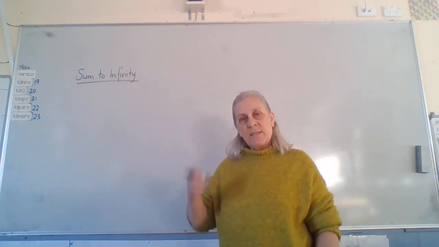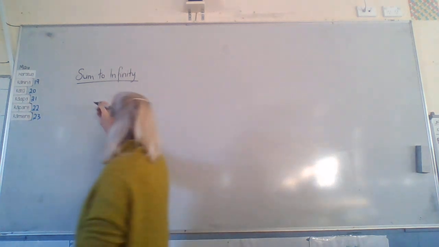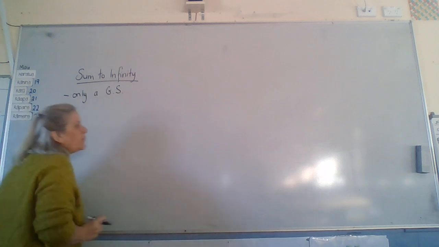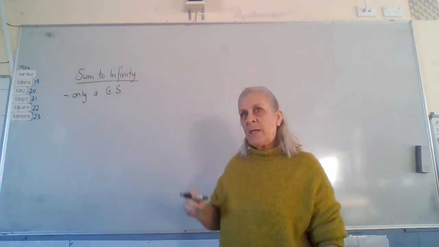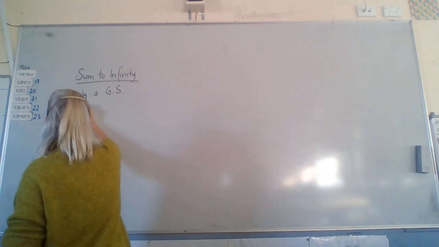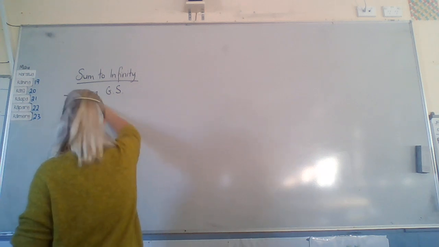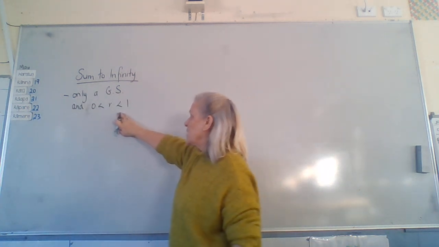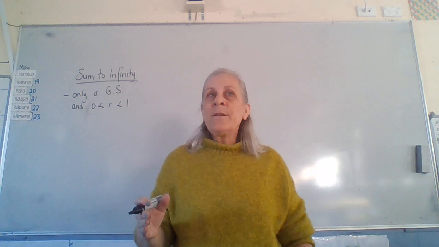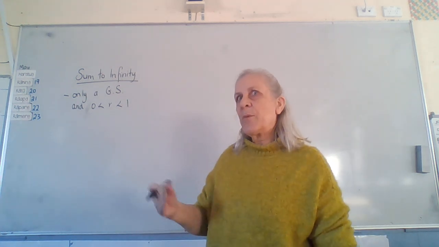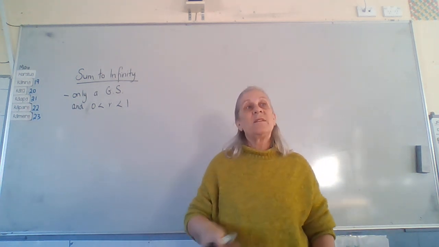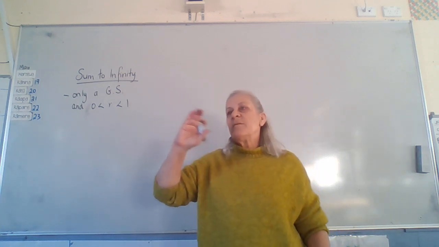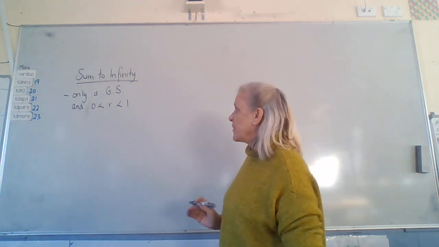Sum to infinity only exists for a geometric sequence. And R must be less than 1. Actually, R must be between 0 and 1. So it's got to be a fraction. If R is 1, we are getting the same number again and again. So if we've got 2 and R is 1, then term 2 is 2, term 3 is 2, term 4 is 2. But once we've gone smaller than 1, we are actually starting to shrink it.